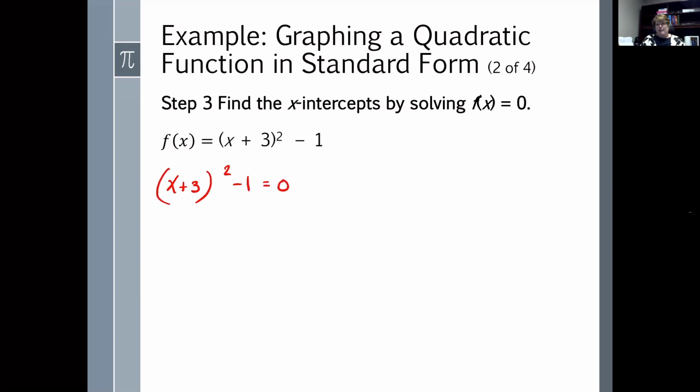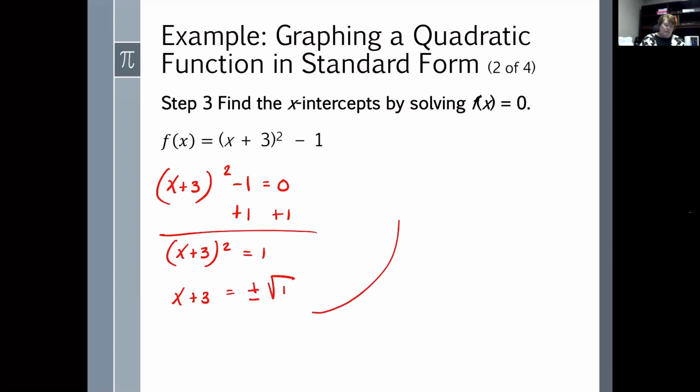And again, probably the easiest way to solve a quadratic equation like this is to use the square root property. So I'm going to add 1 to both sides, take the square root of both sides, and I have to put the plus or minus on the right-hand side. The square root of 1 is 1. So I have x plus 3 is equal to -1, or x plus 3 is equal to +1.